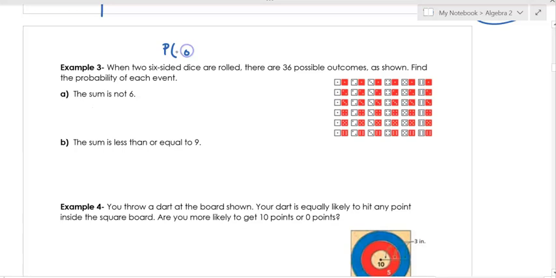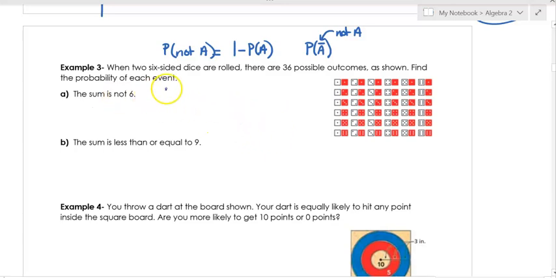So for an event, I'm going to call it event A, how you find the probability of the event not happening, not A, is you take 1 minus the probability it does happen. And a symbol you're going to see for not A is a line over the top. This means not A. So if the probability of something happening is 30%, then the probability of it not happening is 70%. So let's see how we do this.